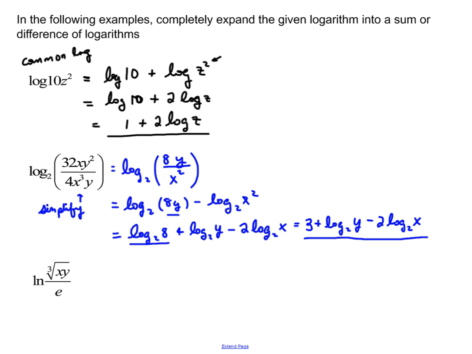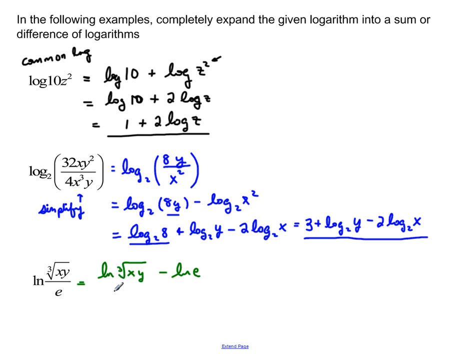Okay, one more along these lines right here. Let's talk about this one. This one looks a little bit kooky. What could I do with this? Well, I've got the natural logarithm of the cube root of xy divided by e. What do I do with all of that? Well, recognizing first and foremost that I have a quotient right here, I can actually divide. So I can treat this as the natural log of the cube root of x times y, and subtract from that the natural log of e.